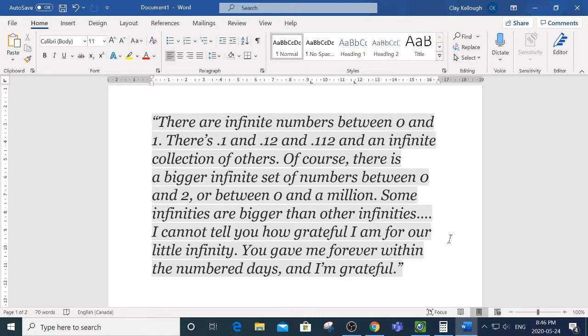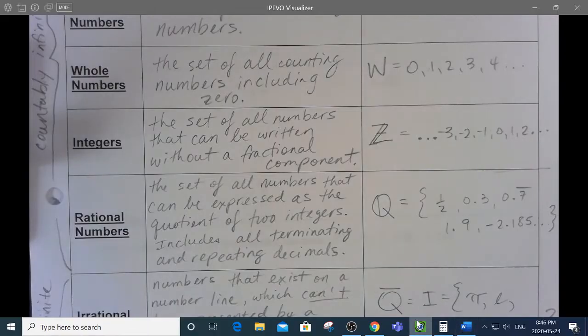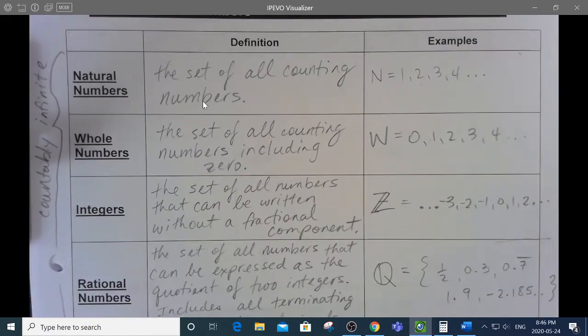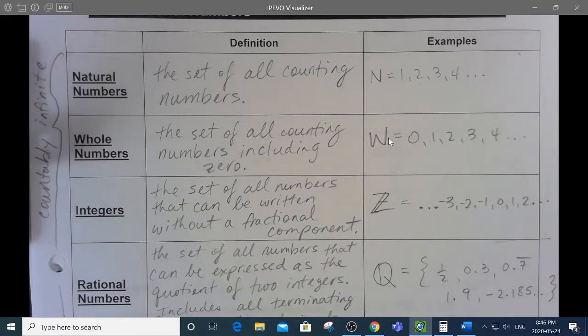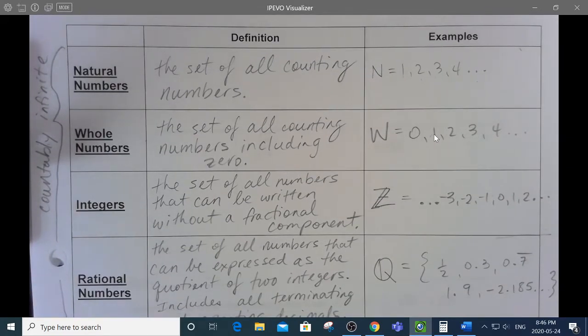The only problem I have with this, I hate to rain on this deep sentiment, but it's mathematically quite false. The actual infinity between 0 and 1 is the same size as the infinity between 0 and 2. Just like the infinity of natural numbers is the same size as the infinity of whole numbers. You've played that game when you were little. Infinity plus 1 is still infinity. Just because I added a 0, one more number, that's still the same sized infinity.